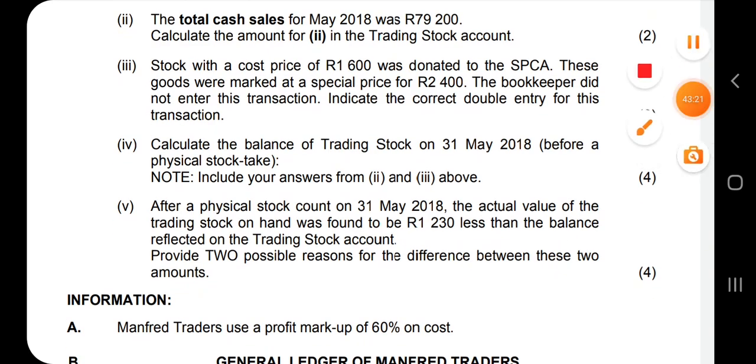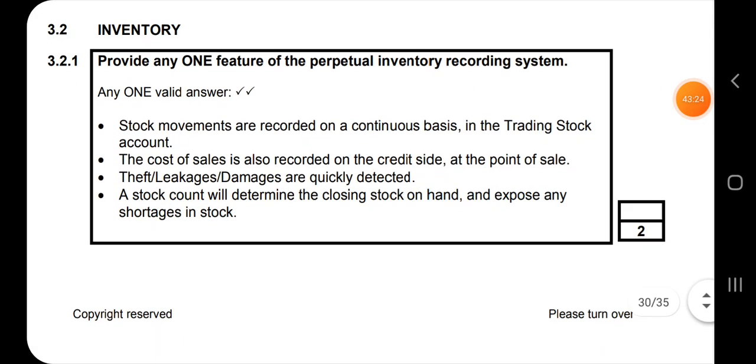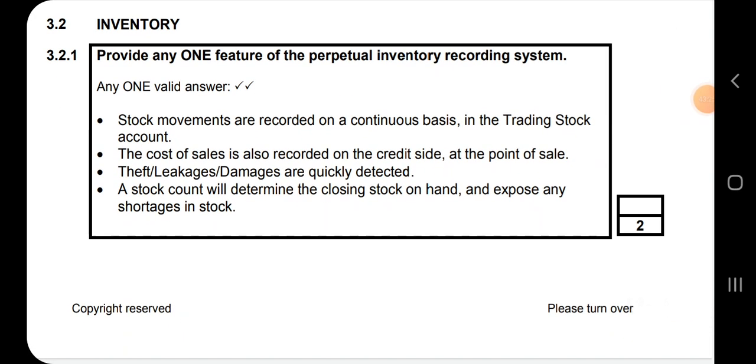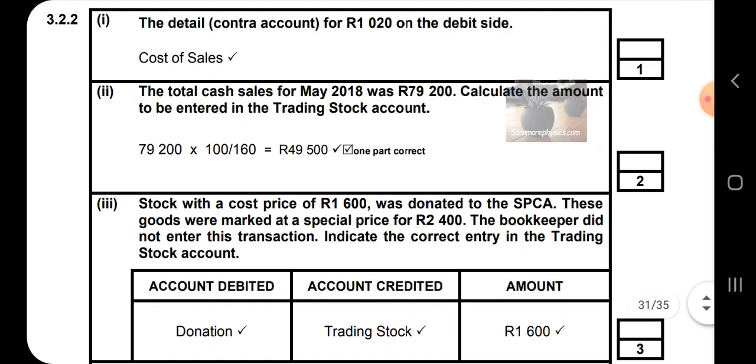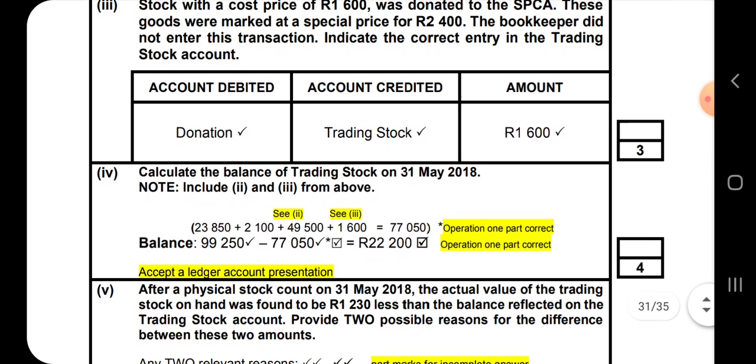So this is the memo for inventory. So this is how you will be marked.